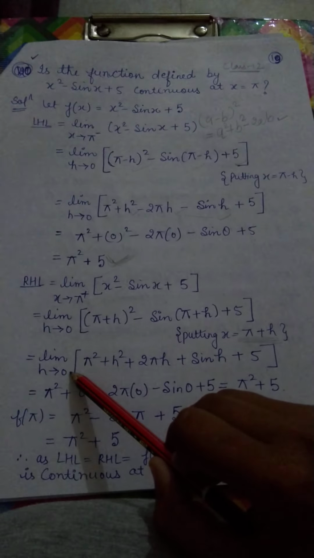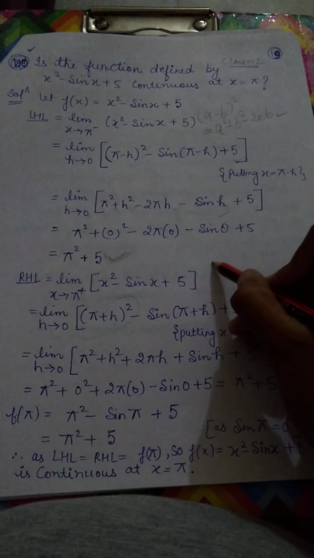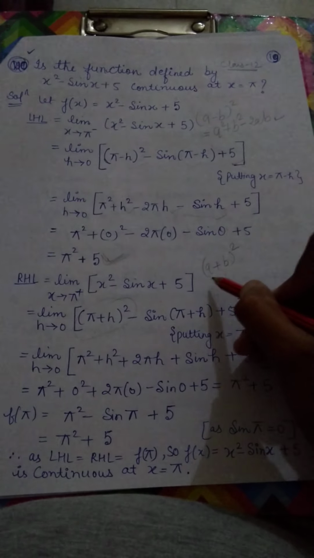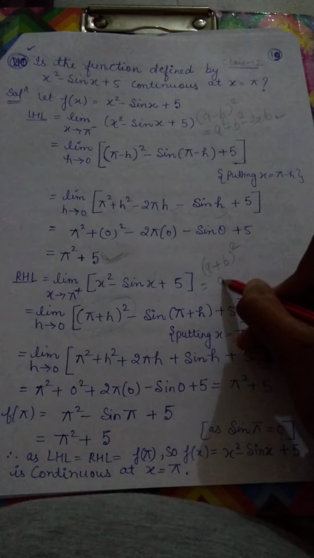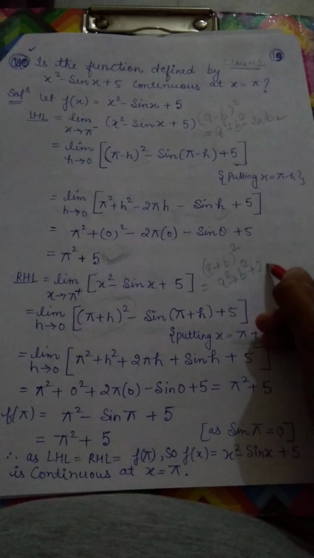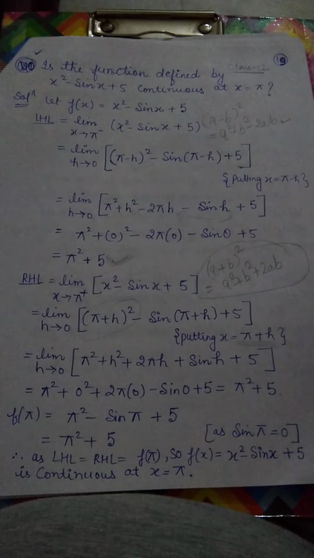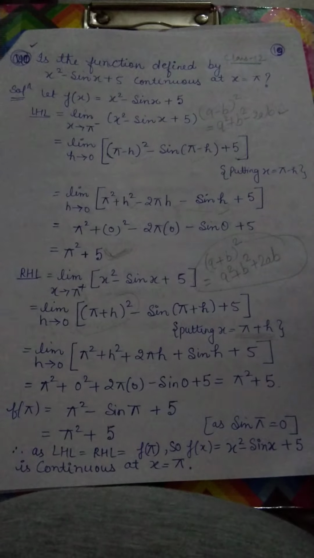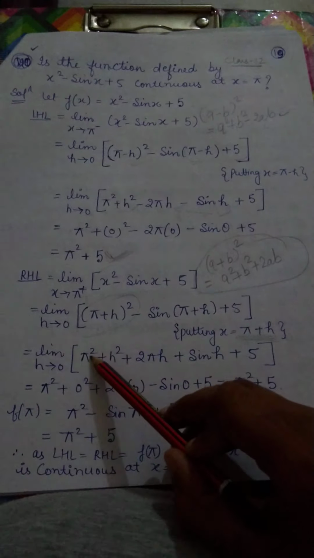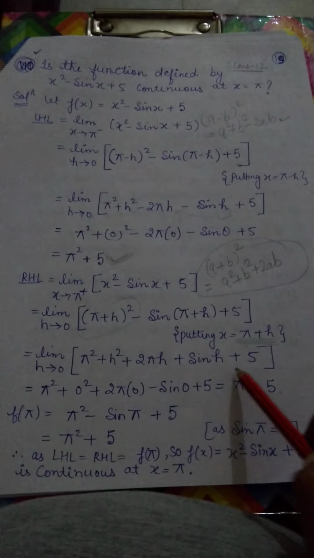Limit h tends to 0, I will open it again. Using which identity? Using this identity: (a plus b) whole square is equal to a square plus b square plus 2ab. Using this identity, I will open it and I will find the answer. Now what will I get? Pi square plus h squared plus 2 pi h minus sin h plus 5.